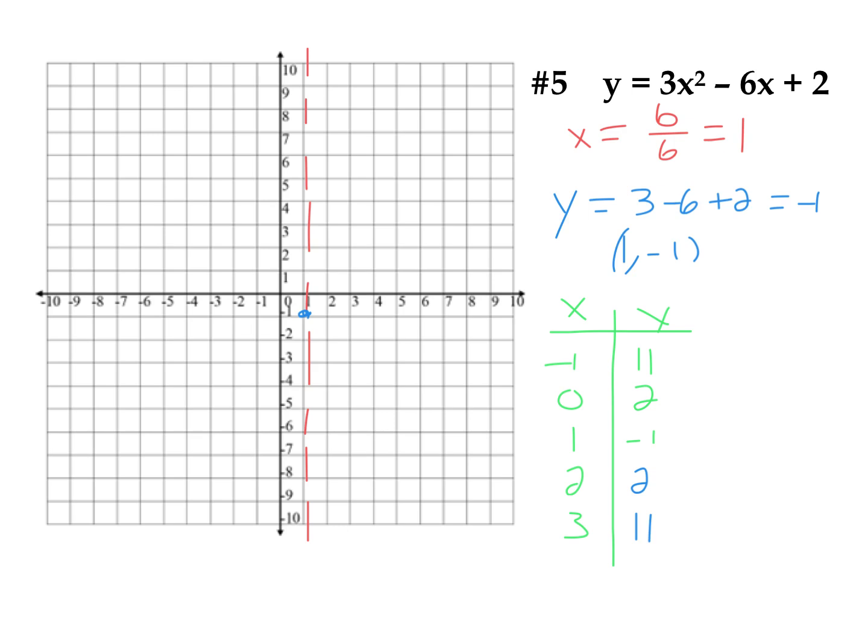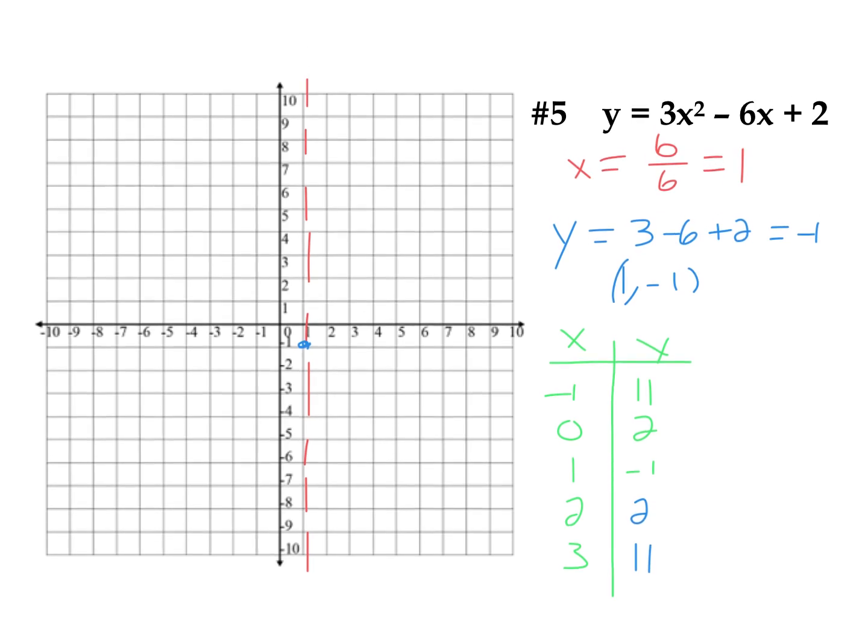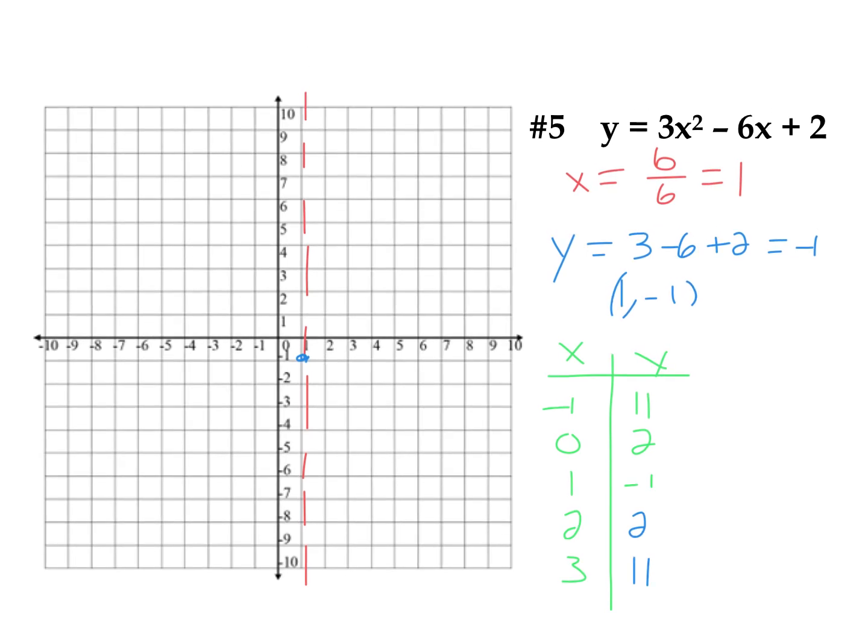And now I can graph these points. So I've already got the 1 comma negative 1. I got negative 1 comma 11. So let's move this down a little bit so we can fit that here. It's a little bit off of our graph. So negative 1 comma 11. 0 comma 2 right here. I've got 2 comma 2 and 3 comma 11. And I'm going to draw my parabola through those points. And there I've got my graph.